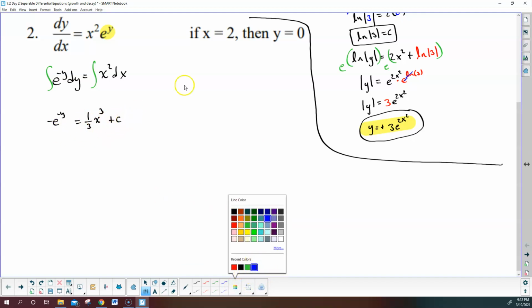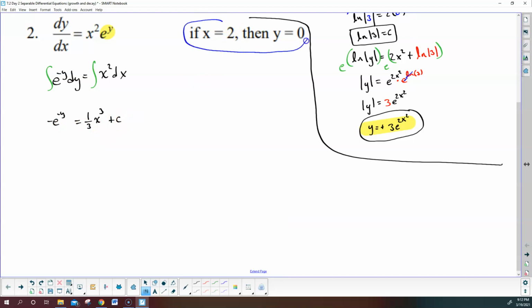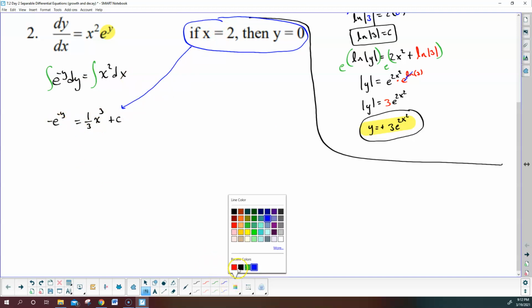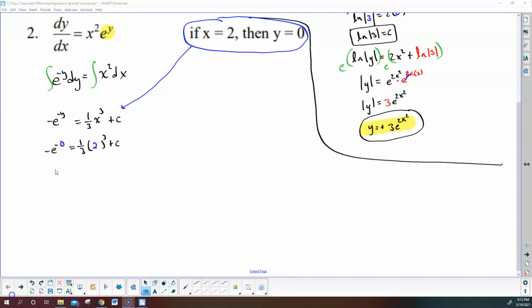So now the c appears, and as soon as the c appears, we're going to go right to our initial condition, and we're going to plug in 2 and 0. So we have negative e to the negative 0. Negative 0 is still 0. e to the 0 is 1. And then this negative will just ensure everything is negative 1. 2 to the third power is 8. 8 times 1/3 is 8/3.